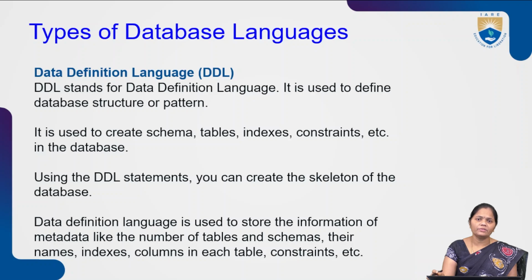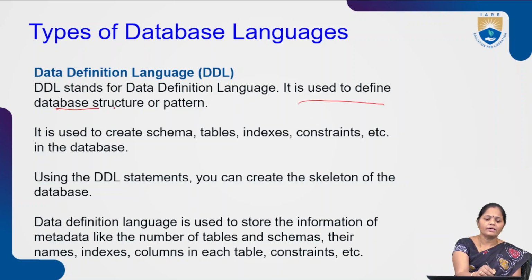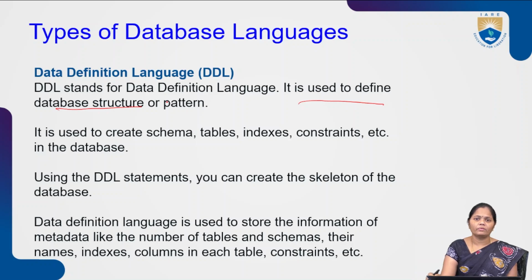DDL, Data Definition Language. The expansion for DDL is Data Definition Language. It is used to define the database structure or pattern. It mainly deals with the structure of the database. It deals with the space. Whenever you are using the create table command, it automatically creates the space for storing your data. Whenever you are dropping the table, it is freeing the space to store some other data. So it is basically dealing with the structure of the database, whether you are creating or deleting the structure from the database.